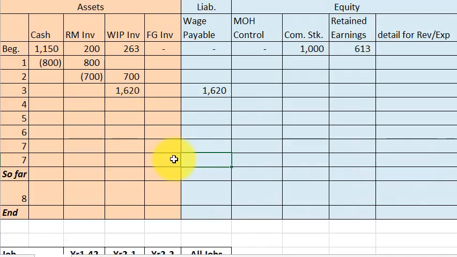As you know, all of our manufacturing costs go into this work in process account. So we had a beginning balance in this account, we added the cost of direct materials, now we're adding the cost of direct labor. The other side of the $16.20 is an increase to wages payable, the liability account.